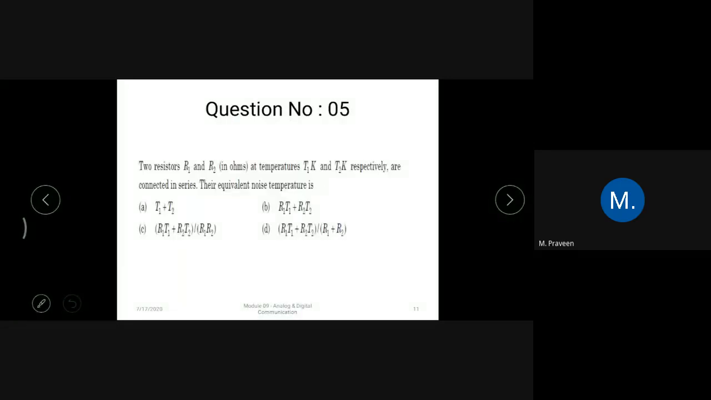Now these are direct questions. Two resistors R1 and R2 at temperatures T1 Kelvin and T2 Kelvin respectively are connected in series. Then the equivalent noise temperature is? I am giving this to the participants. If anyone knows, you can answer this. The two resistors at temperatures T1 K and T2 K are connected in series.